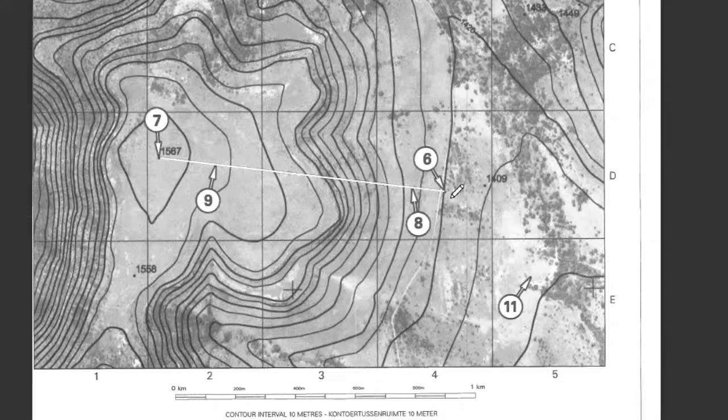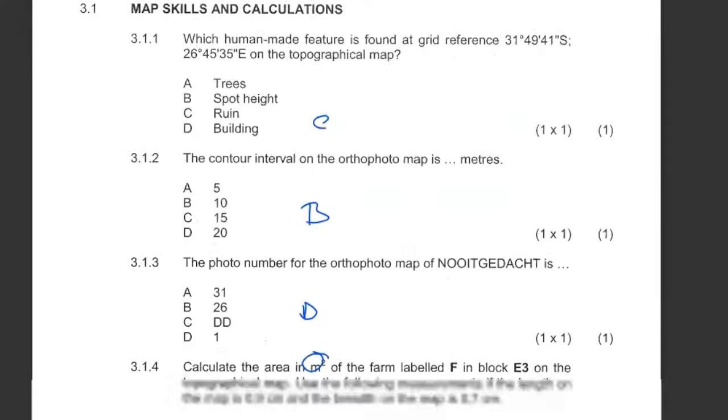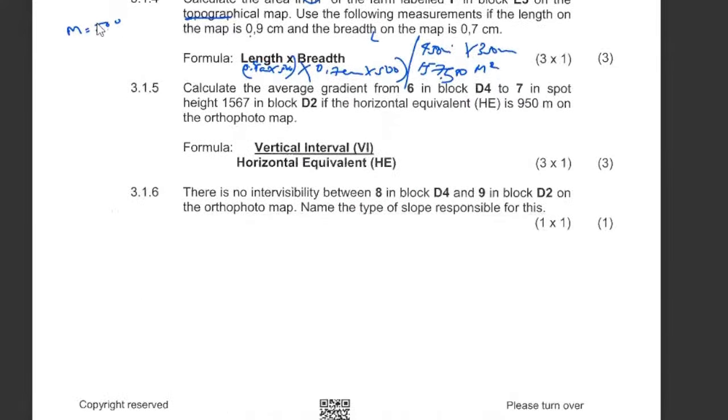So 6 is on the contour line. What is the reading of this contour line? When you follow it, its reading is here. Okay, so we take these two and we minus them. So when you come here, you say the vertical interval is equal to 1567 meters minus 1420 meters. What's the answer? The answer is 147.